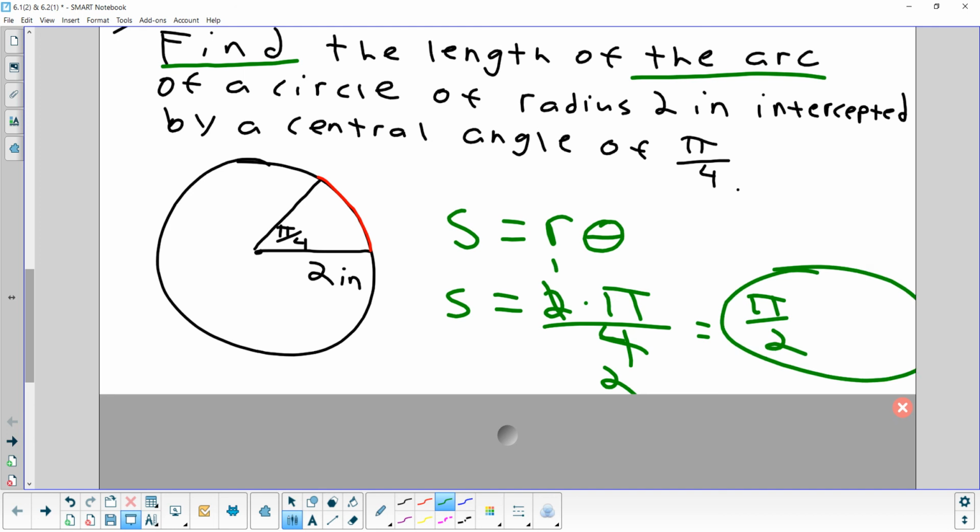Now, what did we just find in that problem? They were asking me to find the arc. What about the arc? The length of the arc. So that is a length. We have to go back and look at our problem and see what unit did they use to represent length in this problem. Inches. So that's pi divided by 2 inches. What is that? About 1.57 inches.